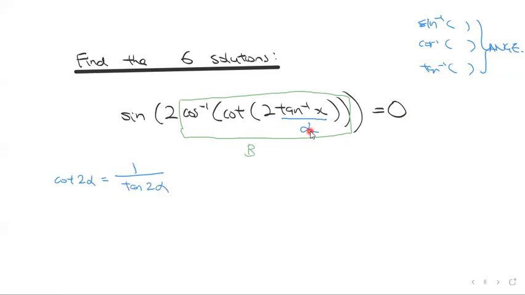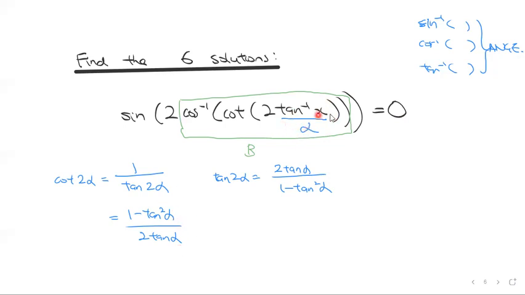Okay. That's fair enough. But we know what tan 2 alpha is. Tan 2 alpha, if you think of your identities, is just 2 tan alpha over 1 minus tan squared alpha. That's your identity from your double angle formula. So with that in mind, cot 2 alpha, which is the reciprocal of this, will just be 1 minus tan squared alpha all over 2 tan alpha.